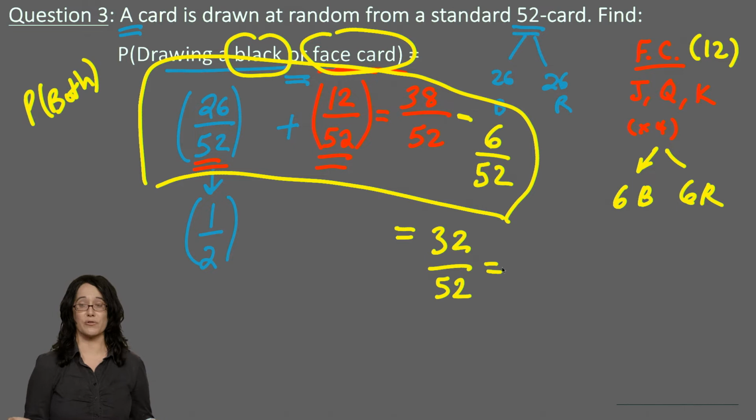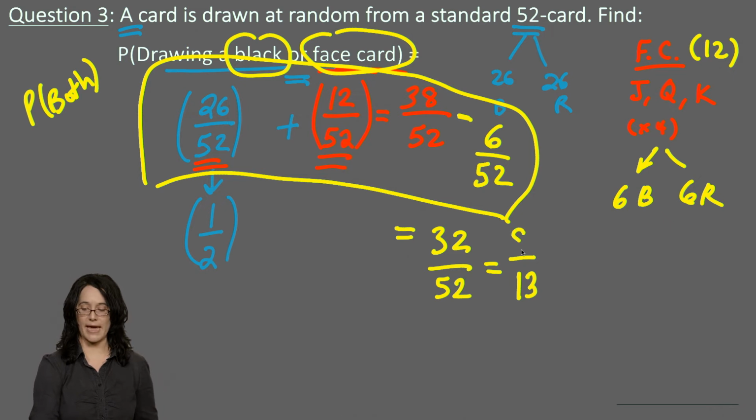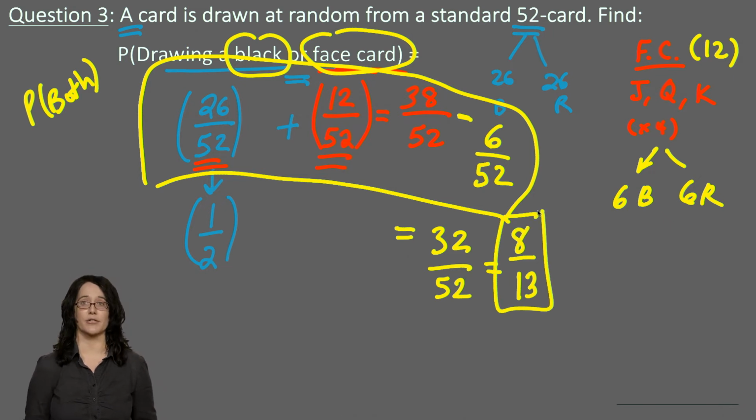Now we can also reduce from there, can't we? Because we noticed that 32 is divisible by 4. It's also divisible by 8, right? So 4 times 8 is 32. And 52 is also divisible by 4. Remember, there's 4 suits of 13. So we would say there's 13 as my denominator. When I divide each of them by 4, we get 8 out of 13 as our fraction, okay? And again, you can convert this to a decimal and a percent using technology if needed.